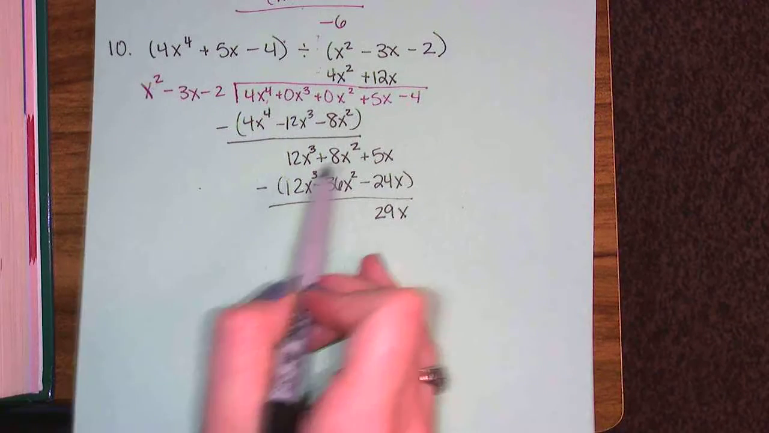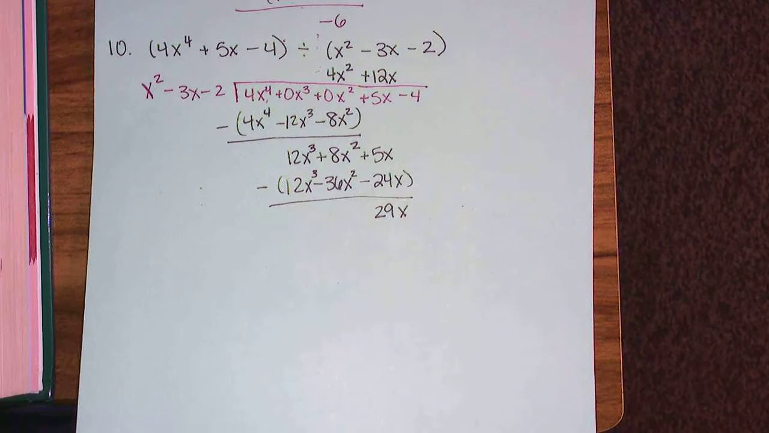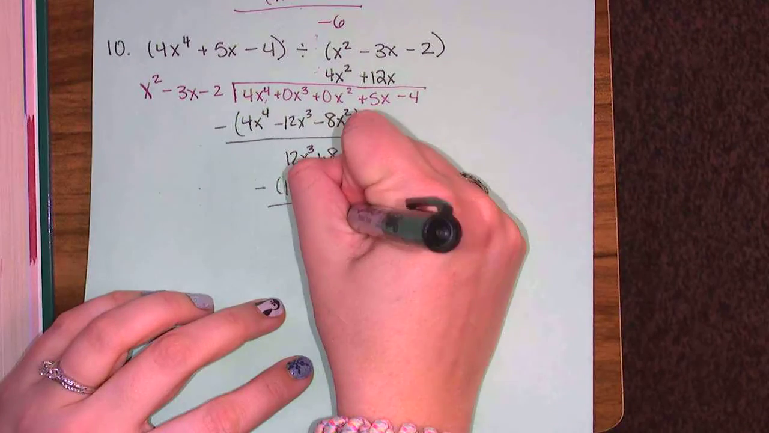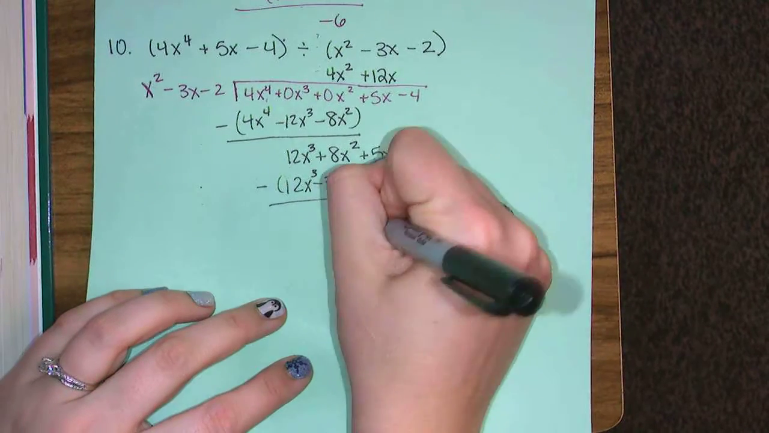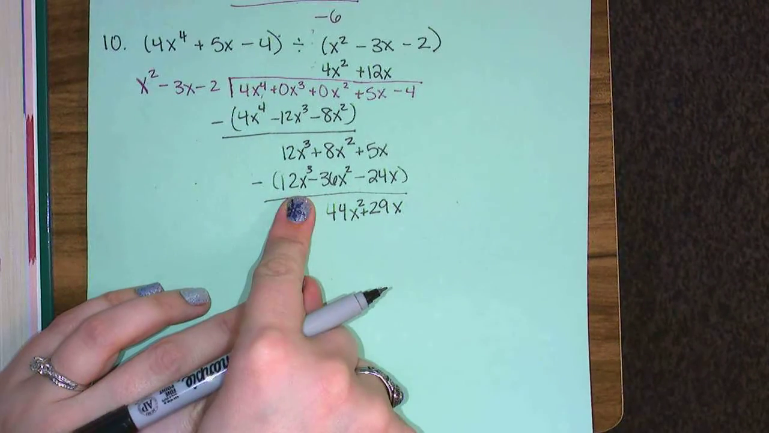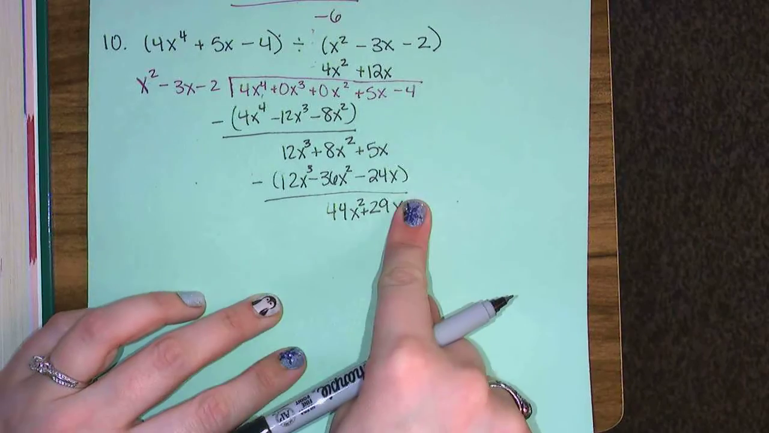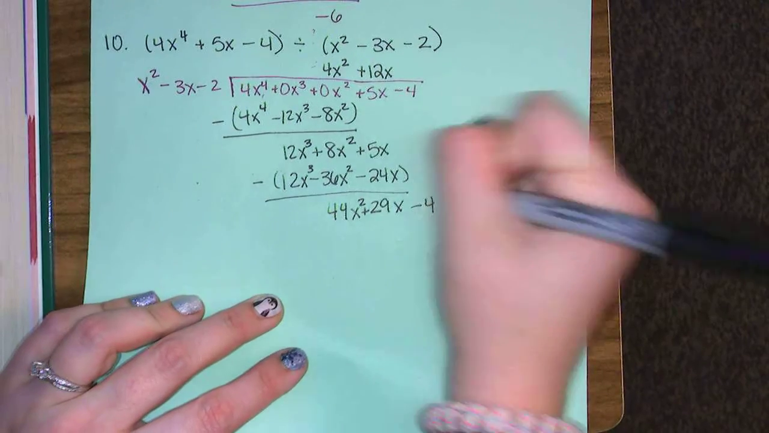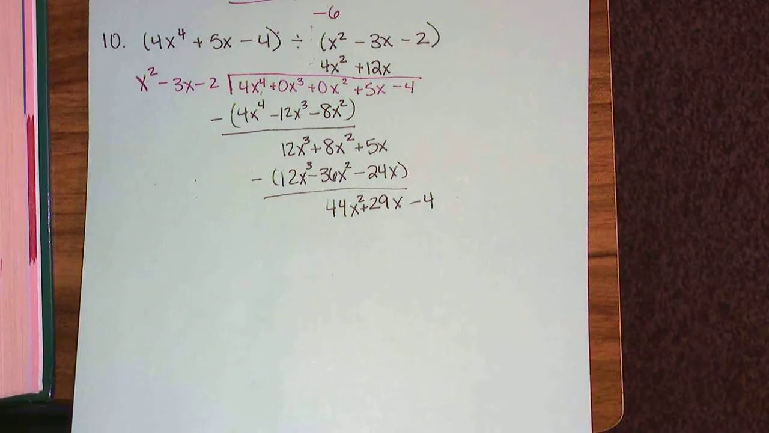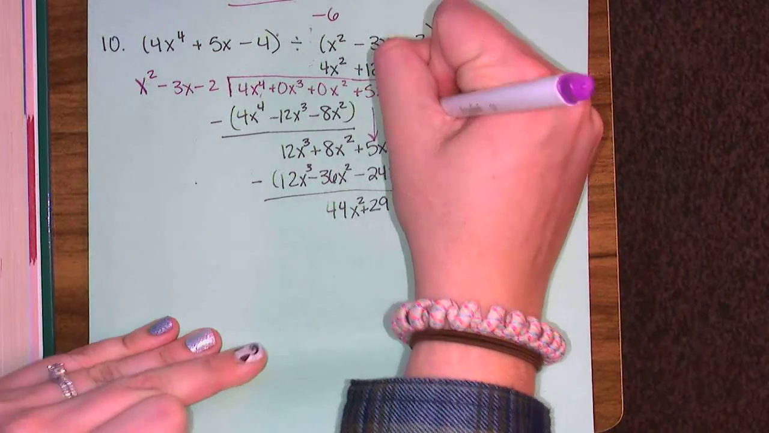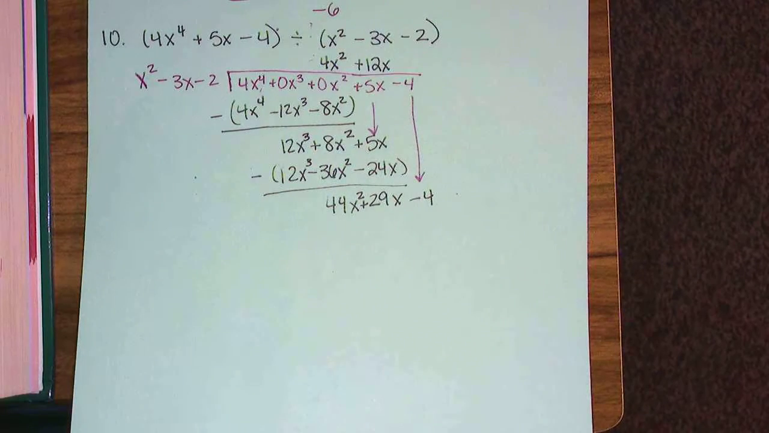8x squared minus negative 36x squared is what? 44x squared. And then the 12x cubed minus 12x cubed goes away. Now I'm bringing down the negative 4. Sometimes, just because there's so much going on, it's good to draw your arrows so you know where you brought stuff down, so you make sure you've taken care of everything. That's up to you if you want to do that. If not, you don't have to.